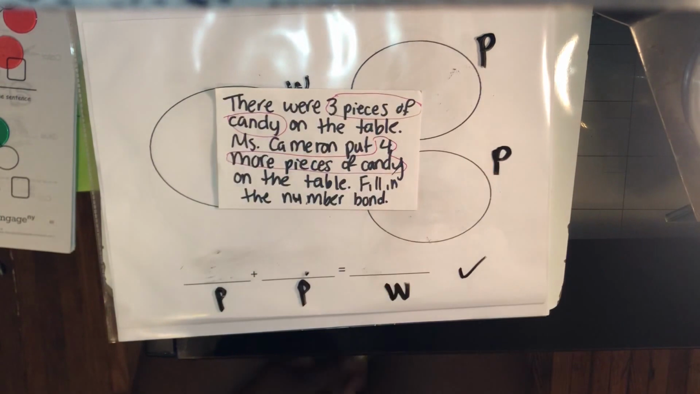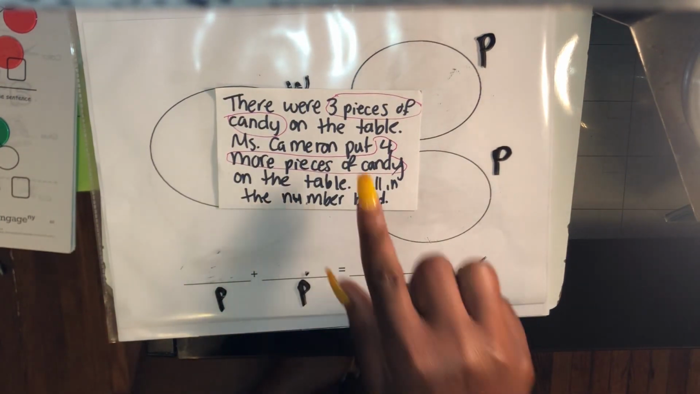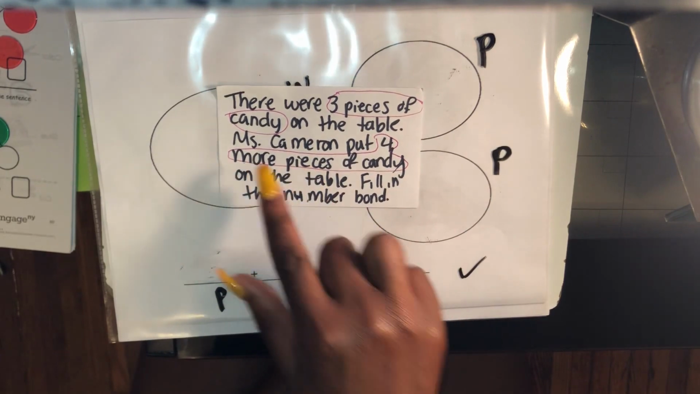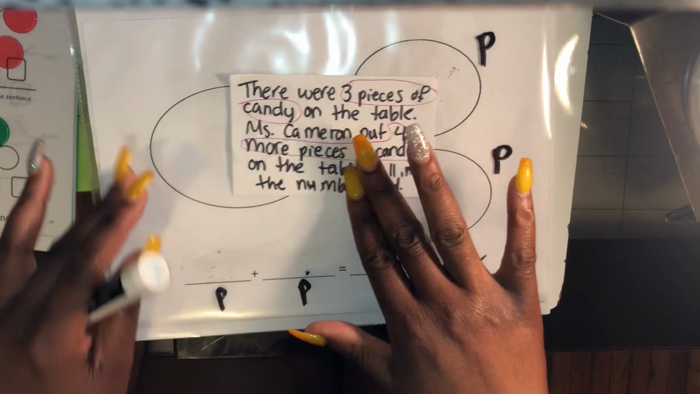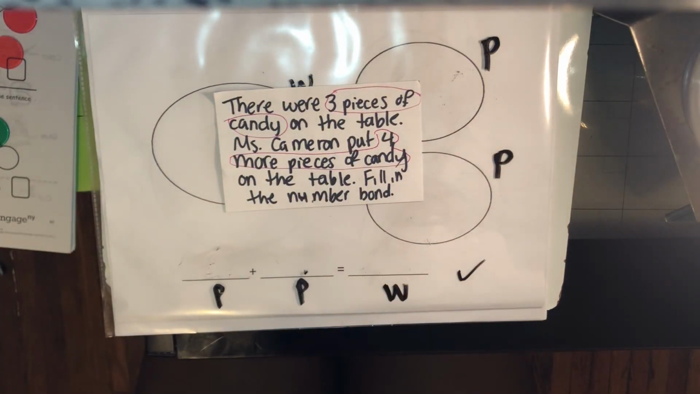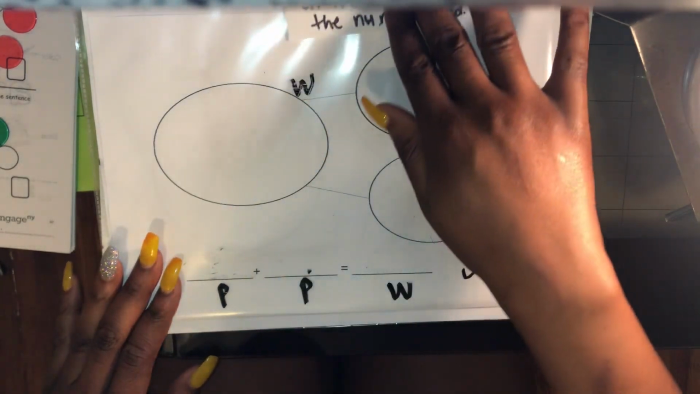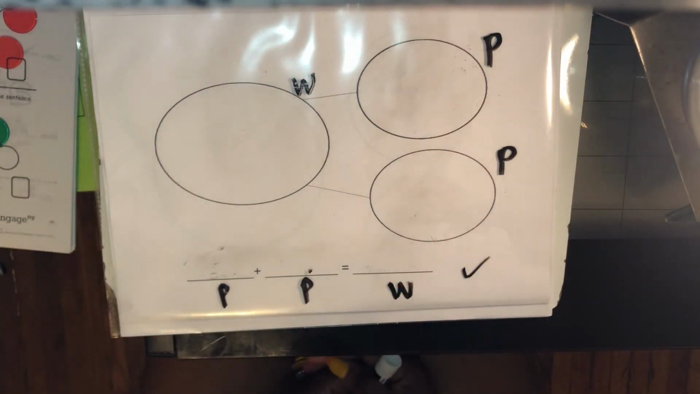It says, there were 3 pieces of candy on the table. Miss Cameron put 4 more pieces of candy on the table. Fill in the number bond. So let's see. There were 3 pieces of candy on the table, and Miss Cameron put 4 more pieces of candy on the table. Can you help me out to fill in my number bond?